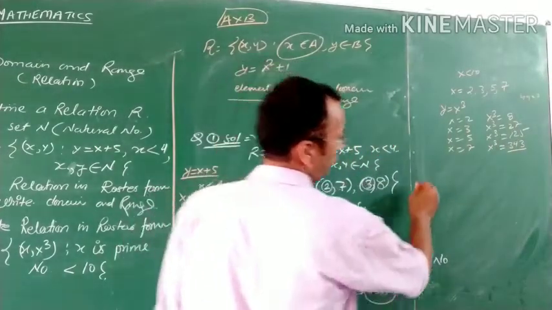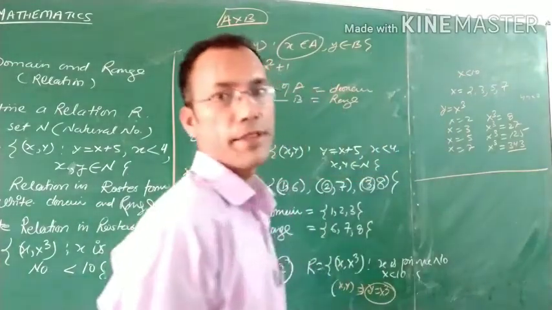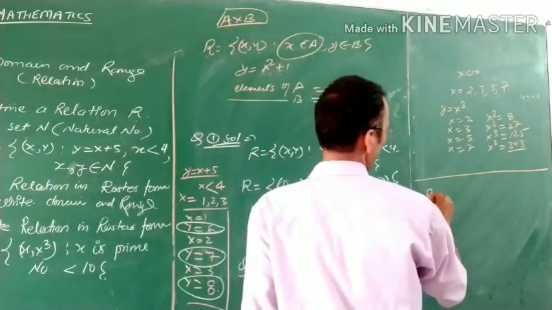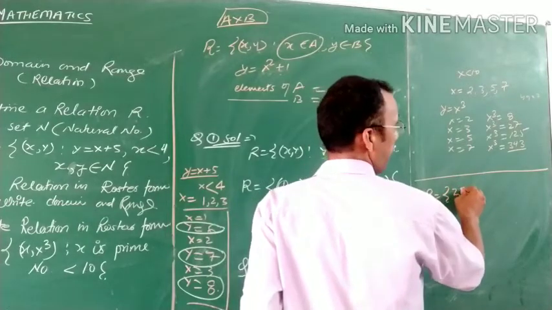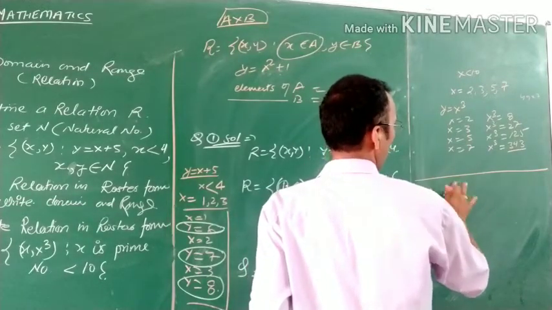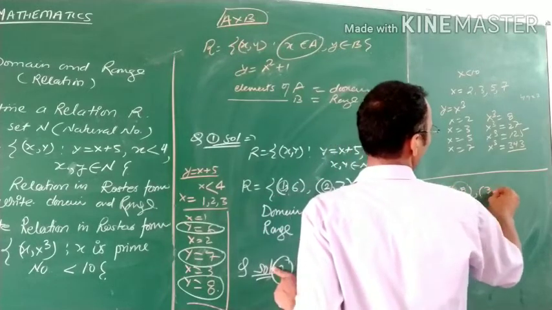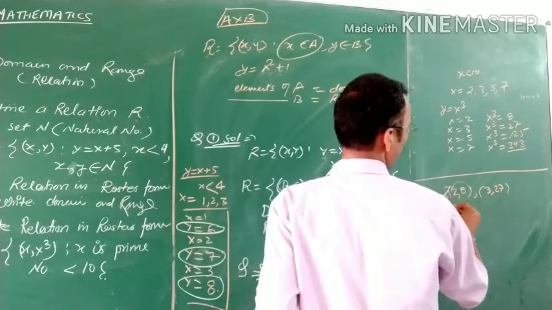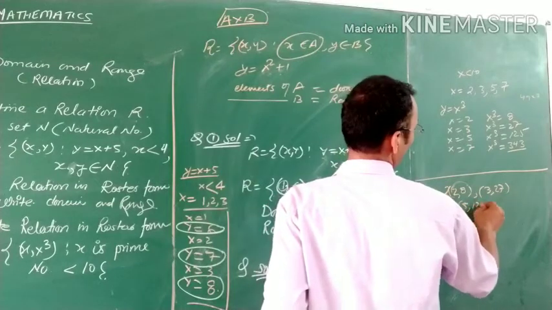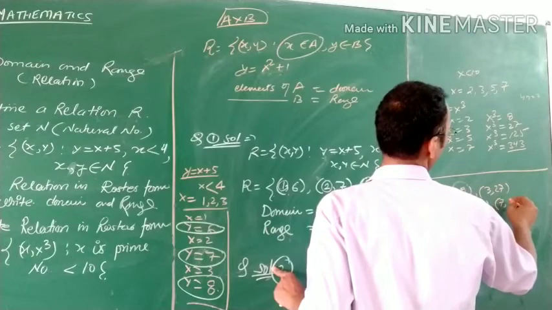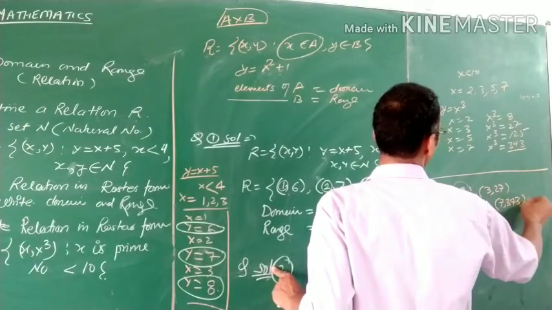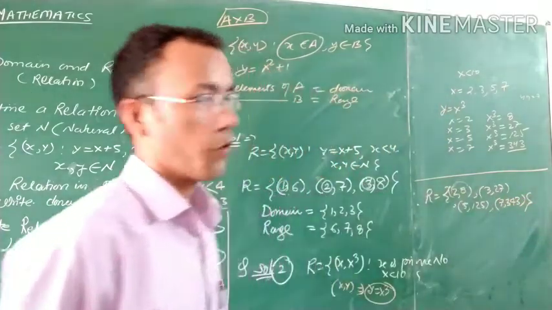So now put the values of this x and y. This is x cube. So write this relation R is equal to {(2, 8), (3, 27), (5, 125) and (7, 343)}. So that is the roster form of question number 2.